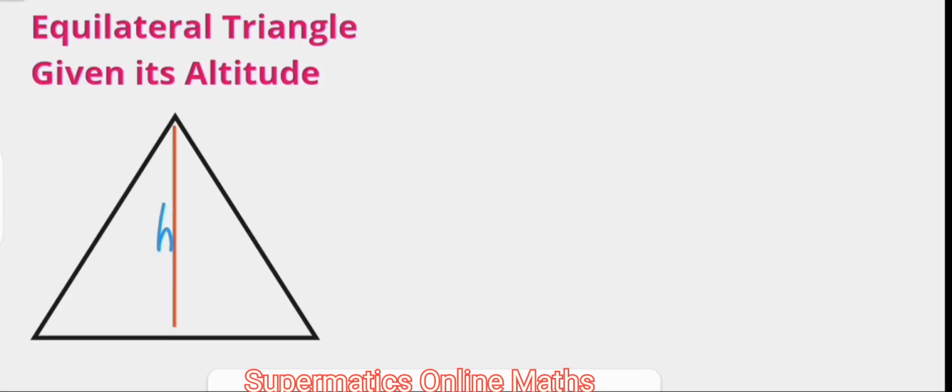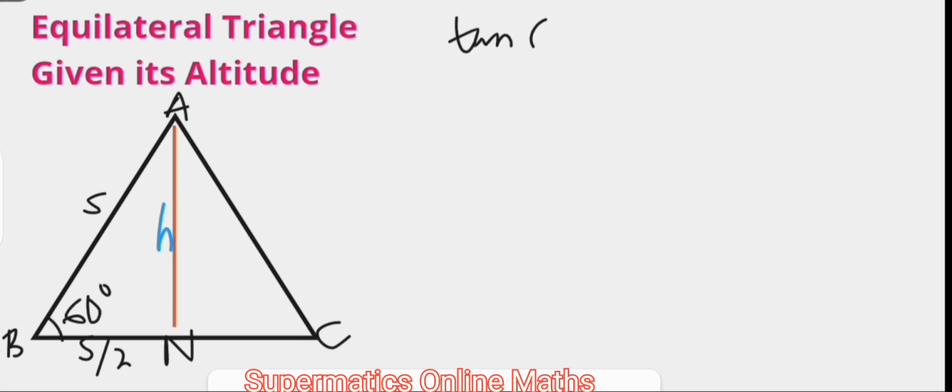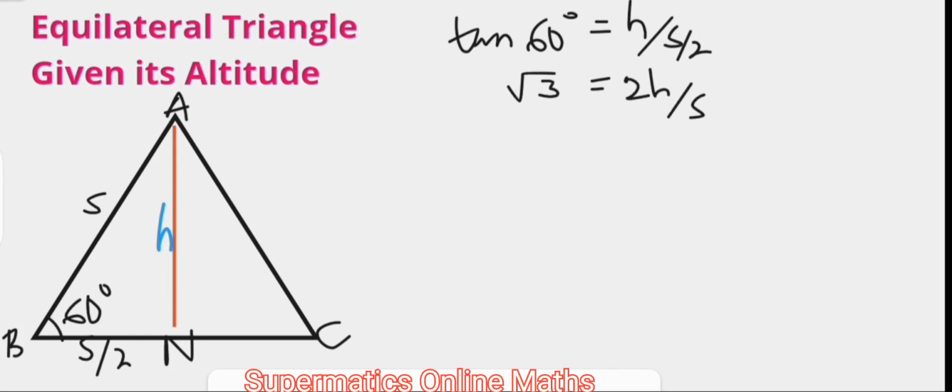This is an equilateral triangle in which the altitude is known. Again, we still call it triangle ABC with the altitude meeting it at N. So as before, the sides are S and BN here is S over 2. So what we shall be doing here basically is to find a representation for the side. So from triangle ABN, as at other times, tan 60 degrees is H over S divided by 2, such that we have root 3 equal to 2H over S. And this implies that the side as subject of the formula is 2H over root 3.